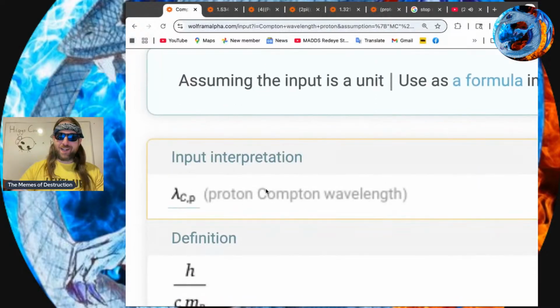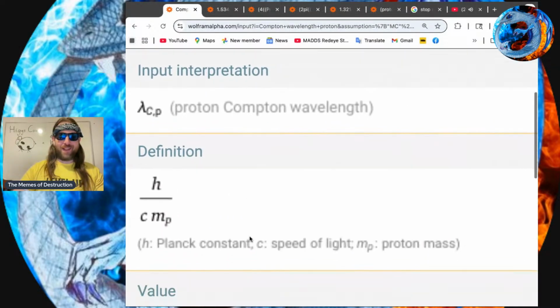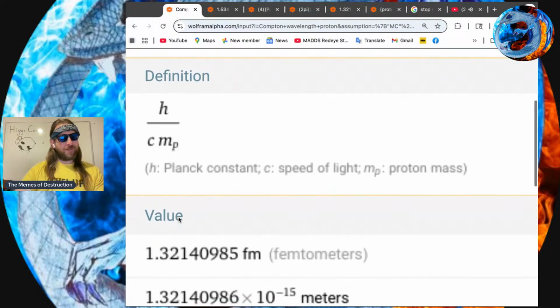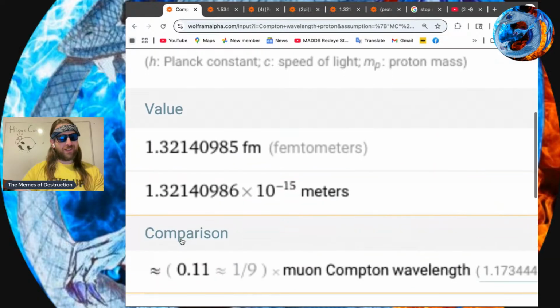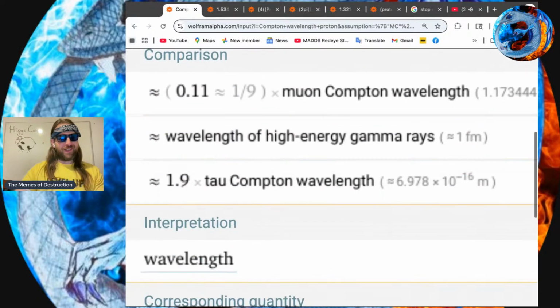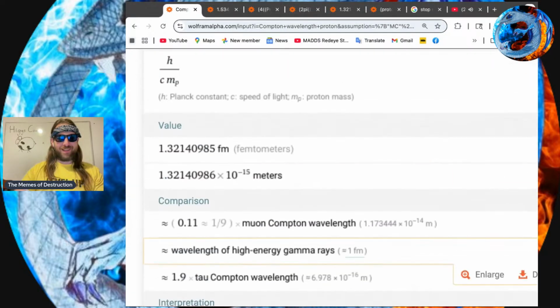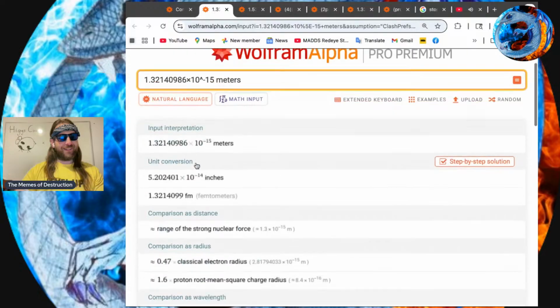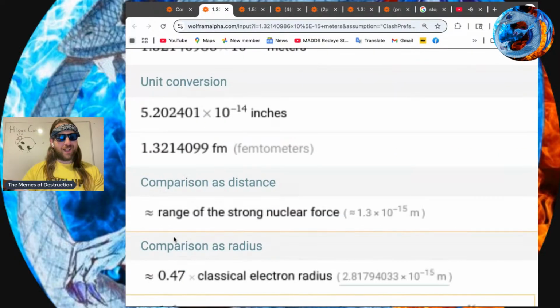So, the Compton wavelength of the proton. Literally, you're taking full Planck's constant, so that hbar with a 2 pi, dividing it by the speed of light times the mass of the proton. That gives you this value. This is a wavelength, so it gives you that distance. For some reason Wolfram Alpha shows these comparisons, but if you actually click on it, it gives you a more appropriate one. That's basically the range of the strong force.